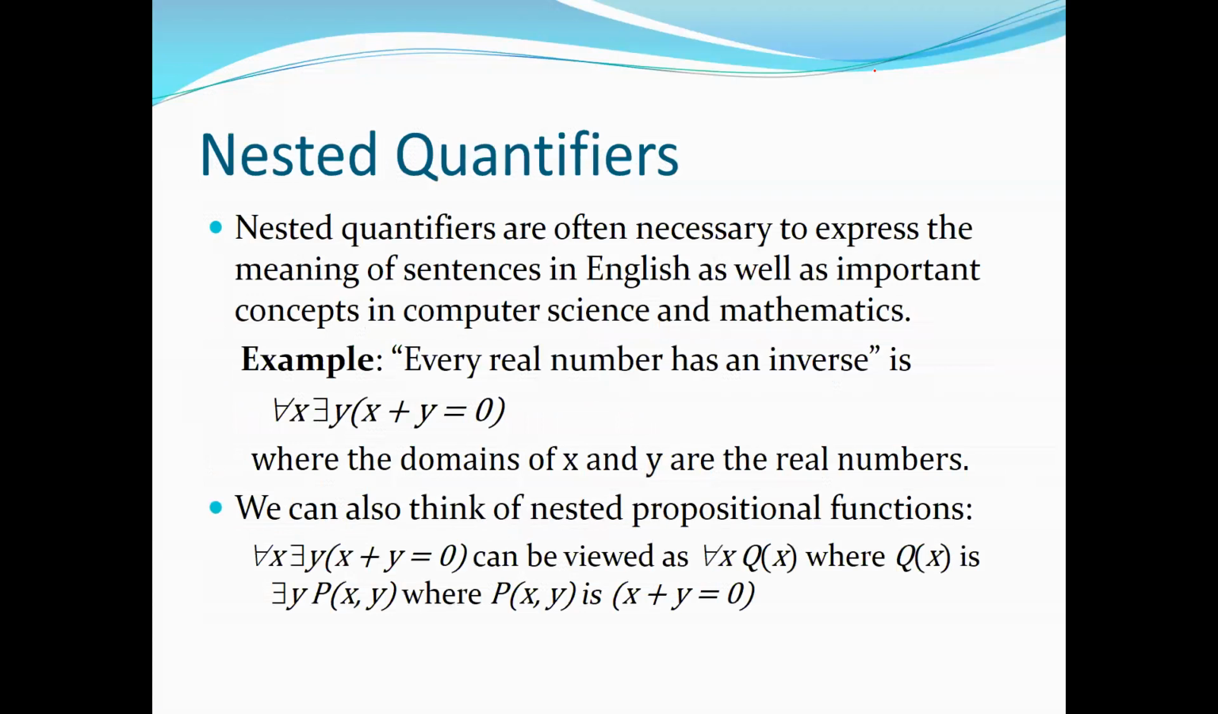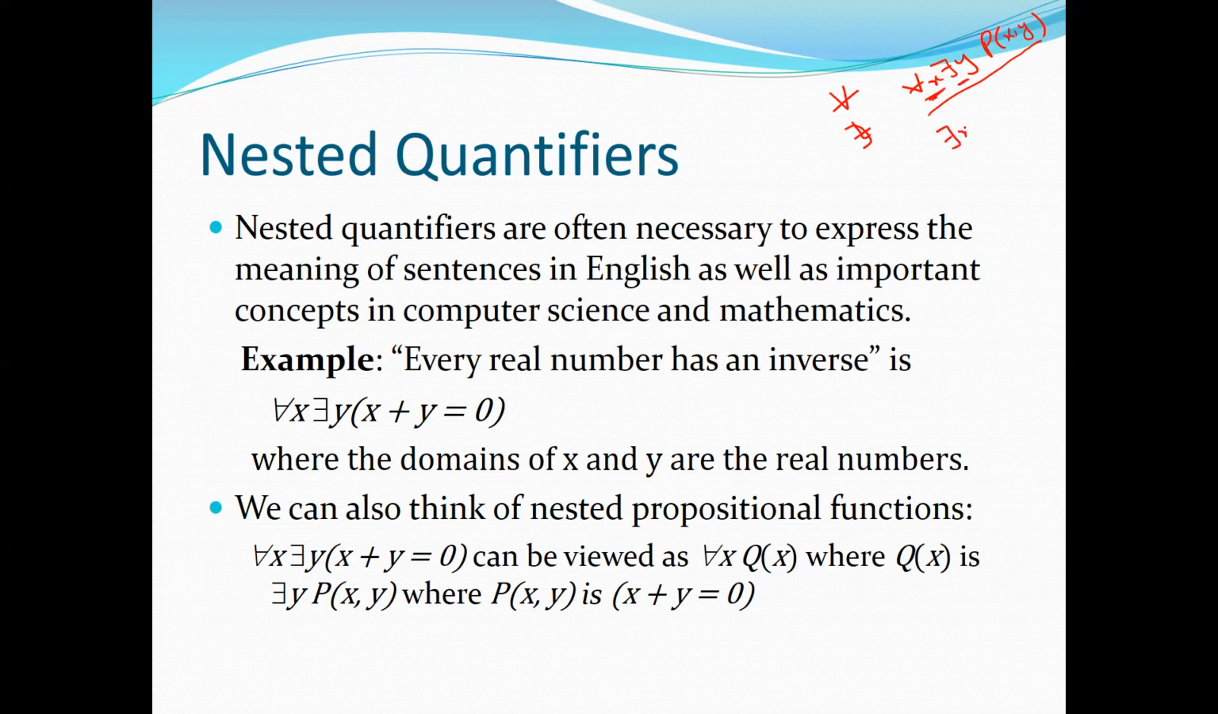So let's start with the nested quantifier. What do we mean by a nested quantifier? Nested quantifiers are often necessary to express the meaning of sentences in English, as well as important concepts in computer science and mathematics. Nested means we have two quantifiers altogether. Remember we have two quantifiers, one is for all, and the other one is there exists. If we use both together, for example, for all x there exists some y, and then P of x, y, this is called nested. So we have one quantifier in the scope of the other quantifier.